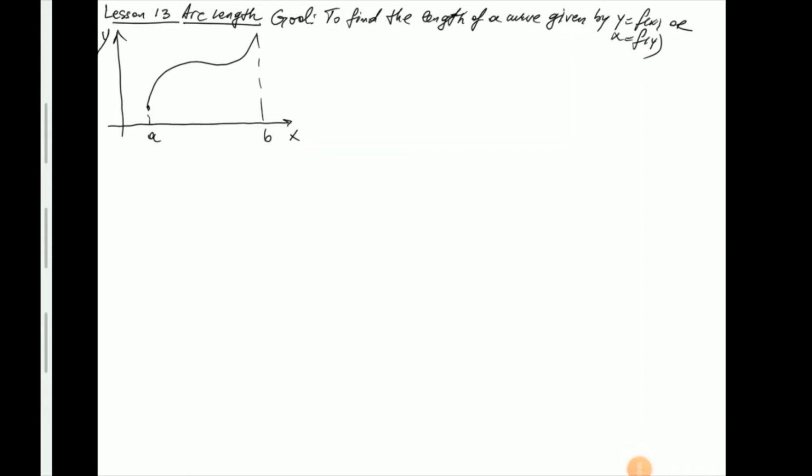Good afternoon. So in this lesson, we're going to learn another application of the Riemann integral, namely the finding of the length of a curve. So a curve given by a function, either a function of x or a function of y. The formula will be very similar.